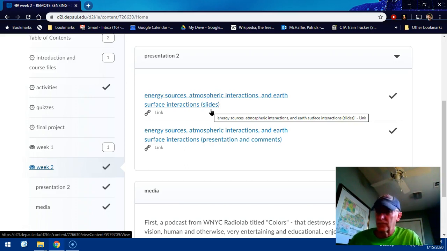Energy sources, principally the sun, but not always the sun, passive and active energy sources. And then as this energy starts passing through the atmosphere, what happens in the atmosphere? Is it scattered? Is it absorbed? Or is it transmitted through the atmosphere, maybe selectively scattered by wavelength, or absorbed selectively by wavelength? And then what happens at the surface of the Earth? Is it reflected, or is it absorbed and then emitted? Maybe energy is emitted later on.